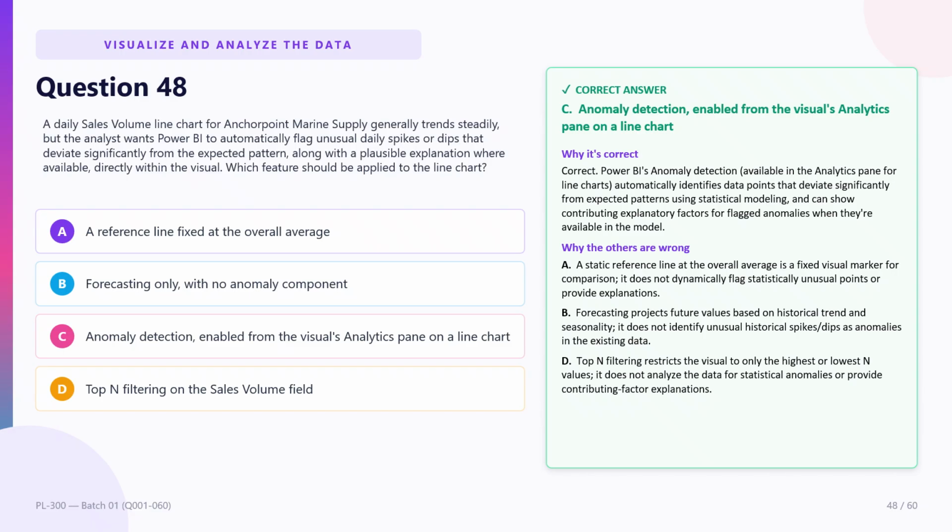Now, why the others are wrong? A. A static reference line at the overall average is a fixed visual marker for comparison. It does not dynamically flag statistically unusual points or provide explanations. B. Forecasting projects future values based on historical trend and seasonality. It does not identify unusual historical spikes, dips as anomalies in the existing data. D. Top N filtering restricts the visual to only the highest or lowest N values. It does not analyze the data for statistical anomalies or provide contributing factor explanations.